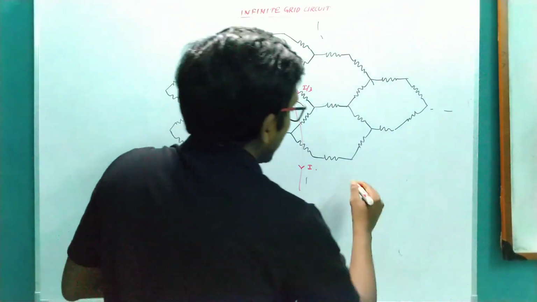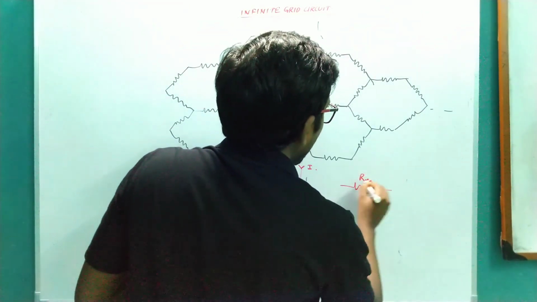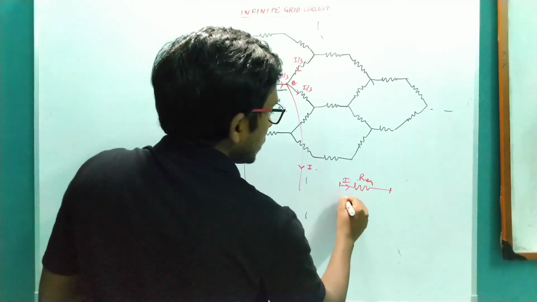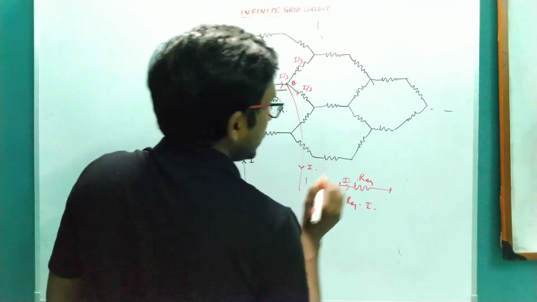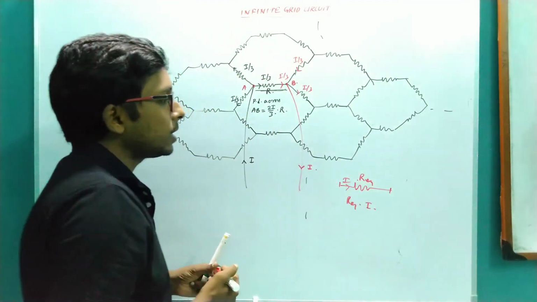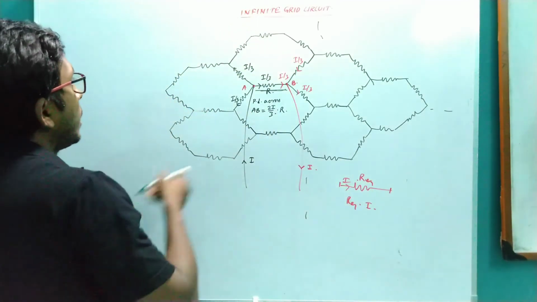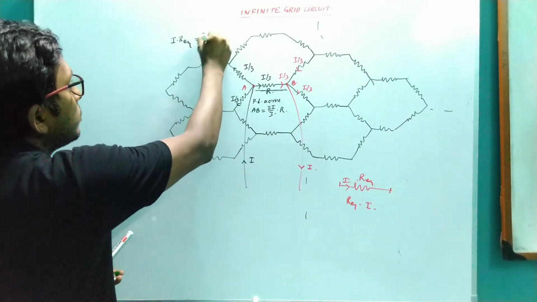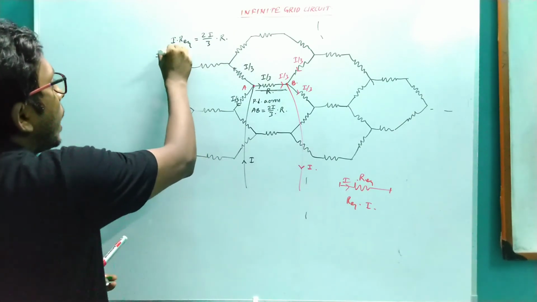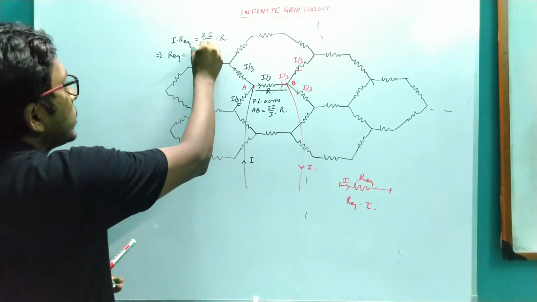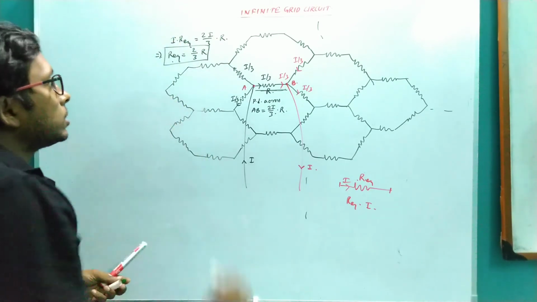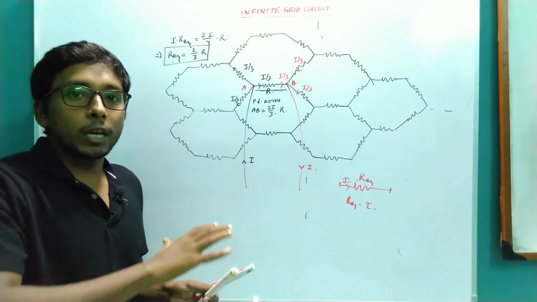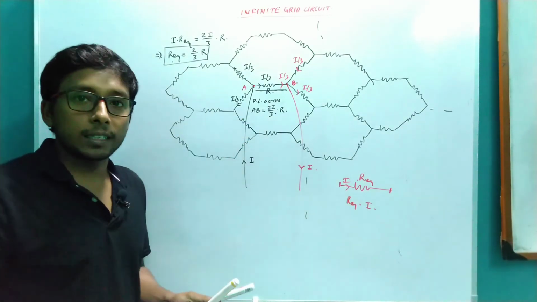And if I draw the equivalent circuit, this is R equivalent. I current is passing through it. The potential drop across this resistance is equal to R equivalent multiplied by I. Now if these two circuits are equivalent, then I can say that I into R equivalent is equal to 2I by 3 multiplied by R, or R equivalent is equal to 2 by 3 R. So this is a calculation for you. I think now you can solve any kind of infinite grid circuits.